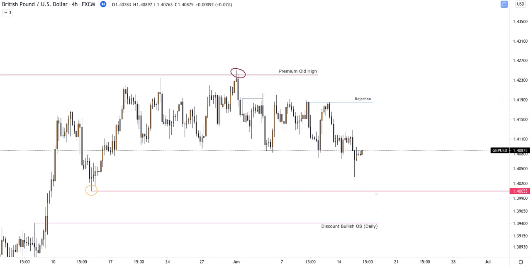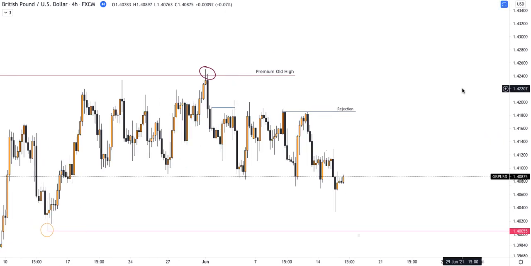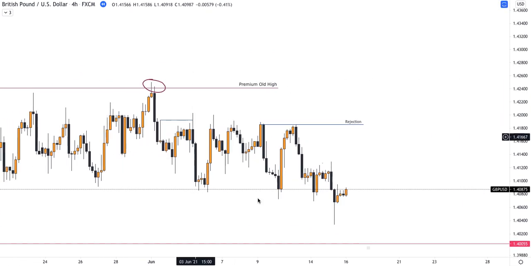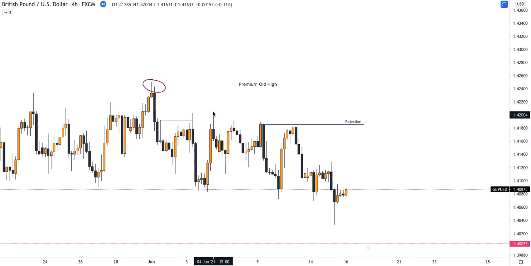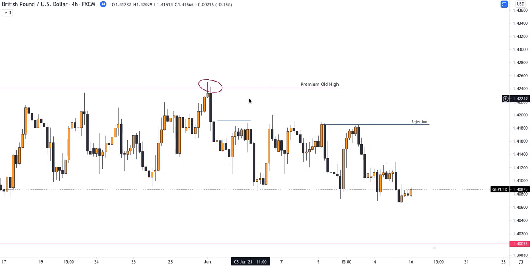Again, in this case, let's zoom in a bit. In this area again, price grabbed the liquidity above this old high over there, and then we had it dump towards the downside. Then price started creating a series of lower lows.